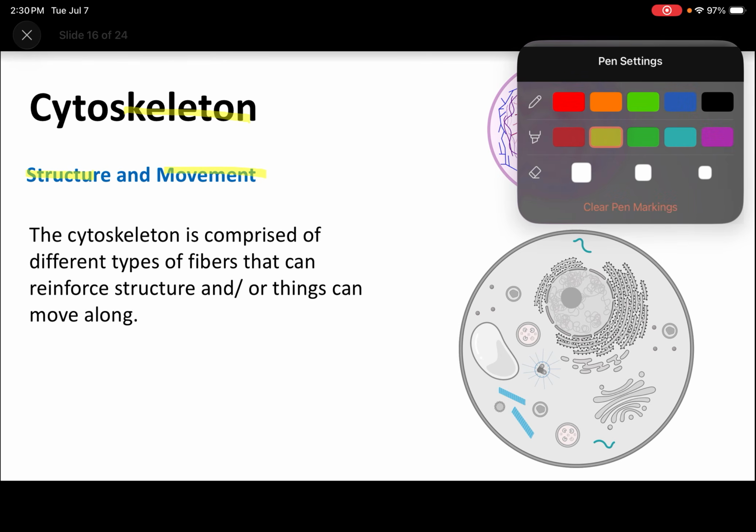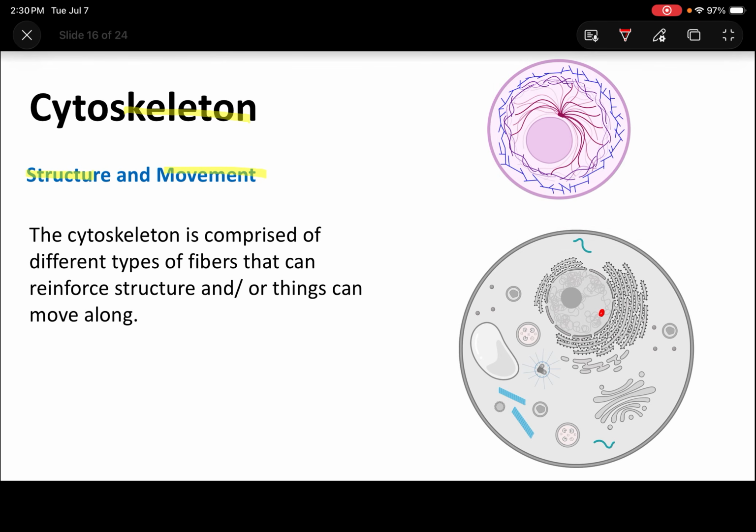So for example, if I want to get something from the nucleus all the way to the mitochondria, then I can follow along on the cytoskeleton and end up where I need to go. So the cytoskeleton provides both the physical structure of the cell and also a roadway system for all of the things in our cell to move along.